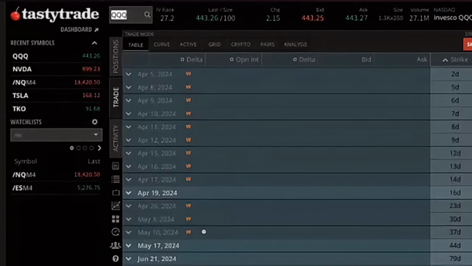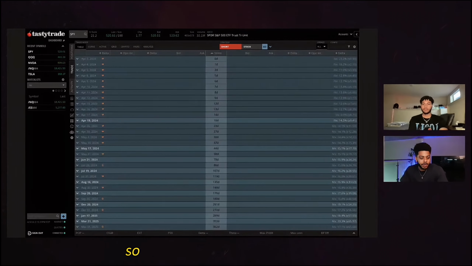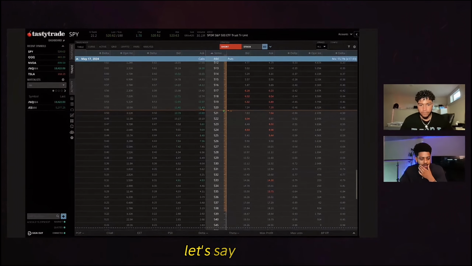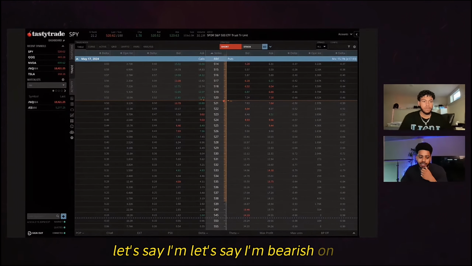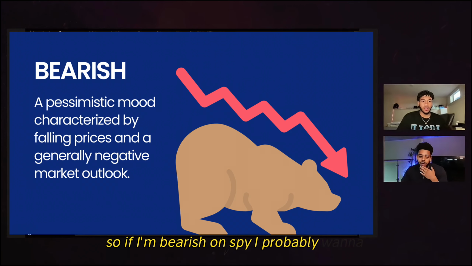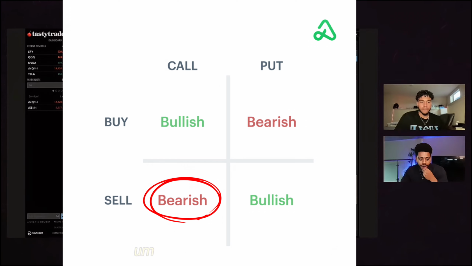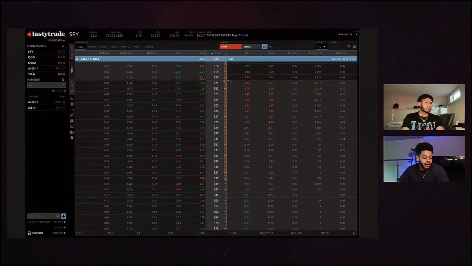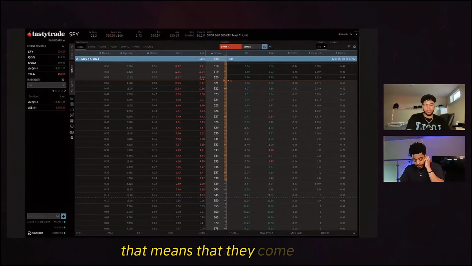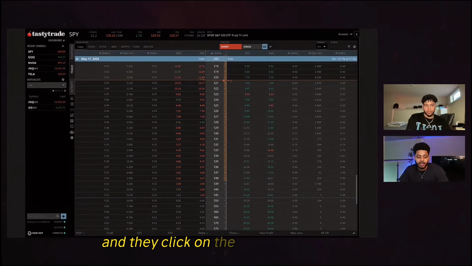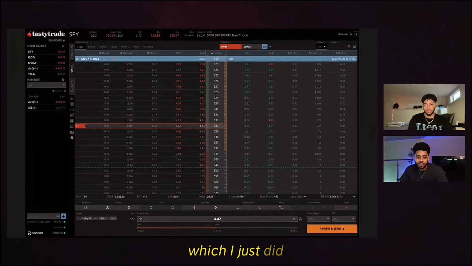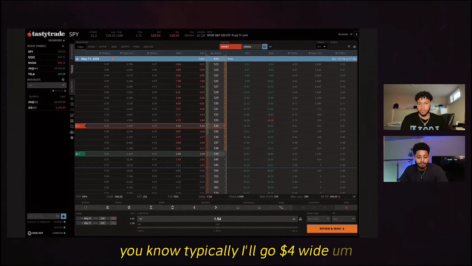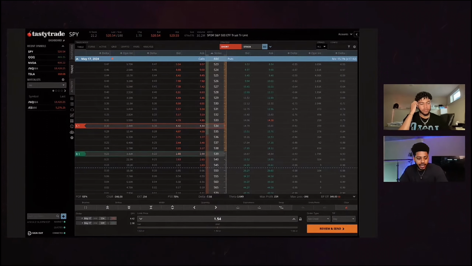So let's use SPY. I want to go to a further contract, so we'll go to 45 days to expiration. Right away, let's say I'm bearish on SPY. If I'm bearish on SPY, I probably want to sell calls, because that's a bearish position. A lot of times you'll notice, especially a lot of tastytraders, say, "I typically sell the 30 delta." That means they come to their options chain and click on the contract that has a 30 delta, which I just did. So we're selling the 30 delta and we're going to buy, typically I'll go $5 wide, and that's going to be the 22 delta.